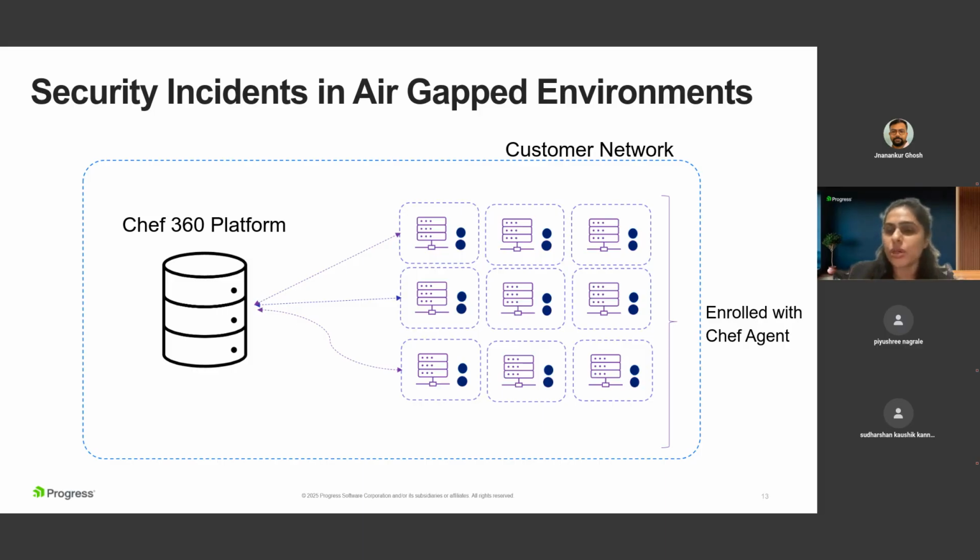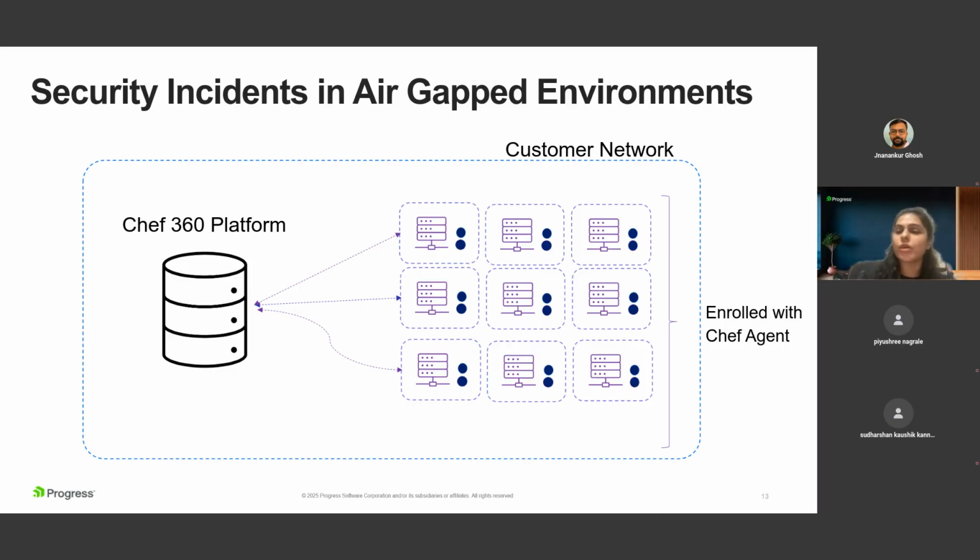Chef agents are pre-installed on all of the nodes. Updates or jobs are securely pushed from a control plane. So that means the need for direct internet connectivity is eliminated, right? Even in these isolated environments, Chef enables a secure and automated response.